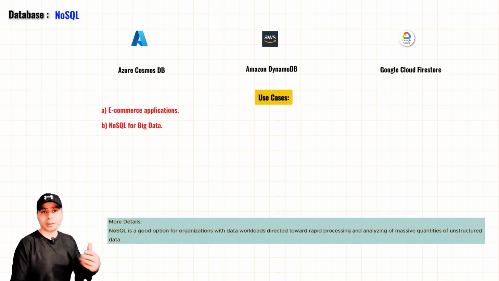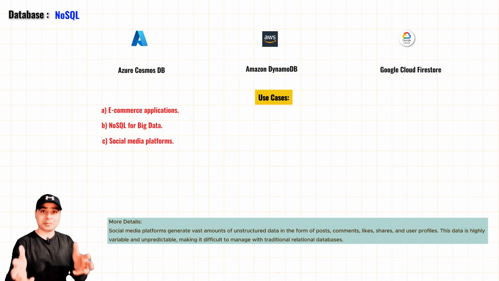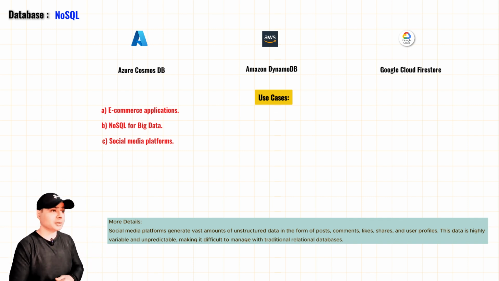So NoSQL databases are really good options for organizations with data workloads directed towards the rapid processing and analyzing of massive quantities of data, or unstructured data, should I say. Then the third use case could be social media. Yes, you heard it right. Social media platforms often use NoSQL databases.